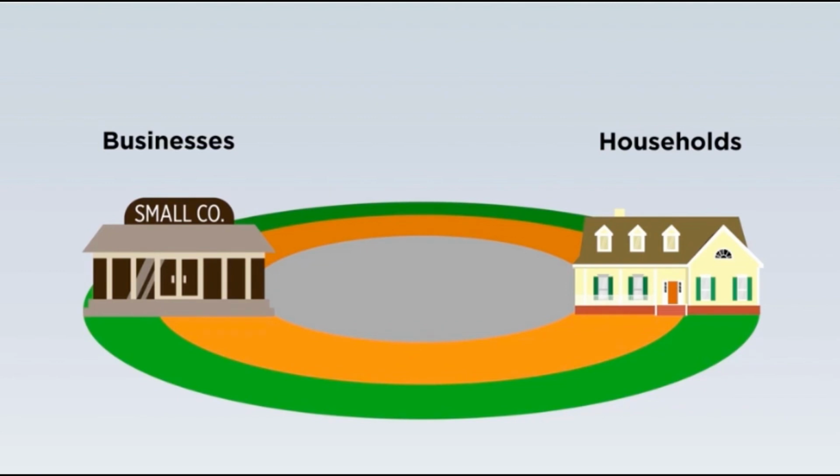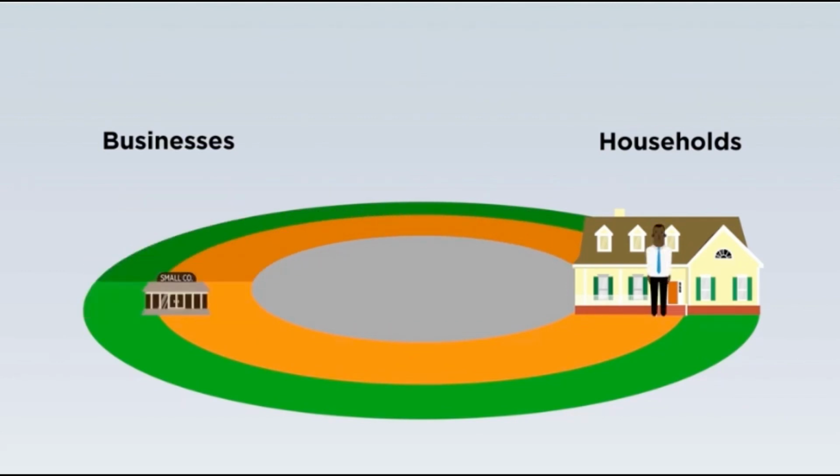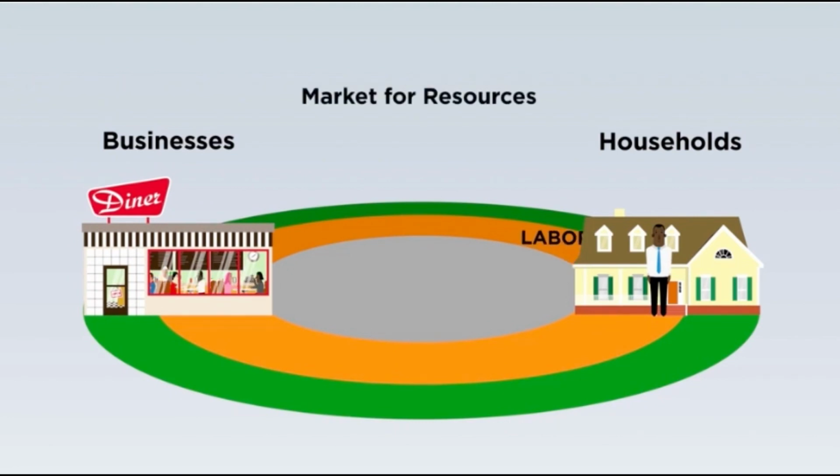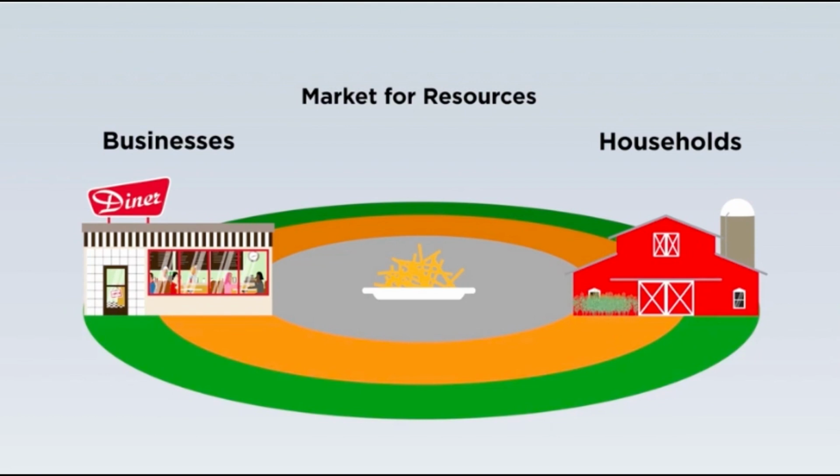In this case, cheeseburgers, fries, and milkshakes. The business buys these economic resources from households. For example, let's say you work at the diner. You are selling and the diner is buying your labor resources. Those homemade fries come from potatoes, a natural resource bought from a local farm, which is owned by a household.